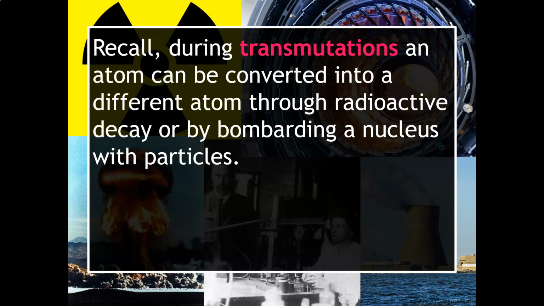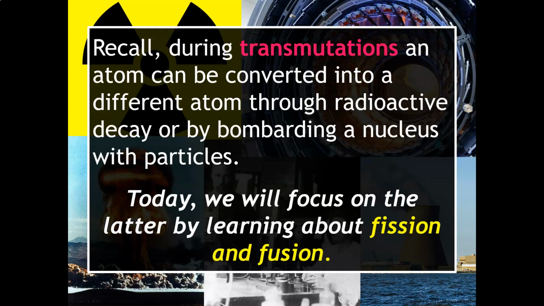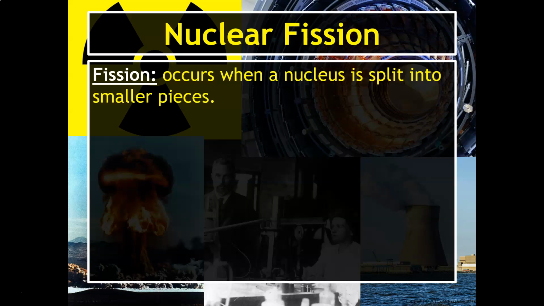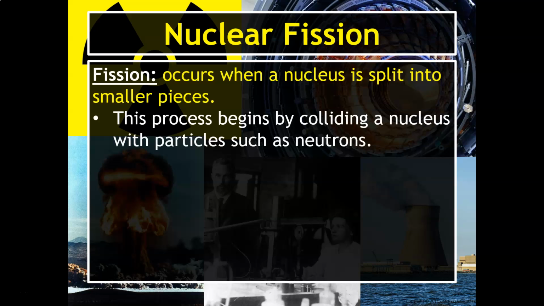Recall that during transmutations, an atom can be converted into a different atom through radioactive decay or by bombarding a nucleus with particles. Today, we will focus on the latter by learning about fission and fusion. Let's first talk about nuclear fission. Fission occurs when a nucleus is split into smaller pieces. This process begins by colliding a nucleus with particles such as neutrons.